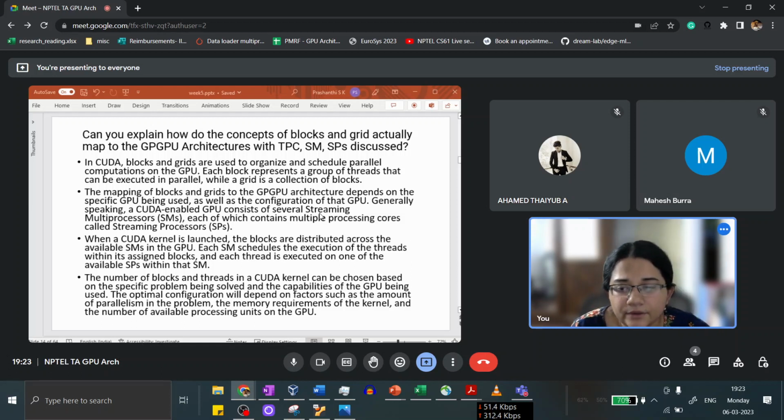So let's read through this answer and try to make sense of it. In CUDA, blocks and grids are used to organize and schedule parallel computations on the GPU. Each block represents a group of threads that can be executed in parallel, while a grid is a collection of blocks.